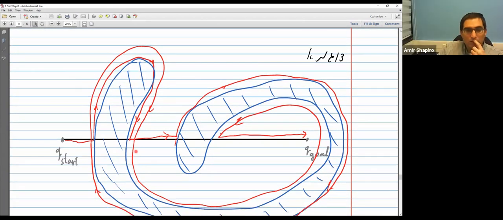I continue to go along the boundary, I go along the boundary until I hit the line again. When I hit the line again here, I go directly to the goal.